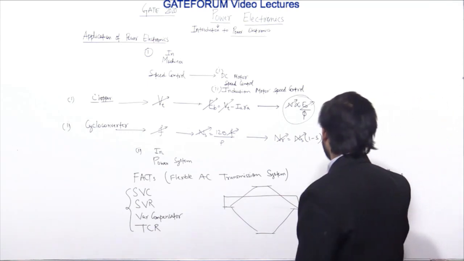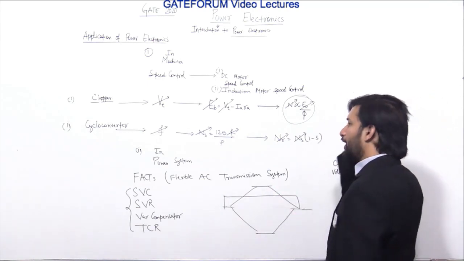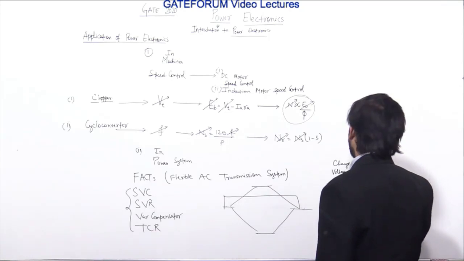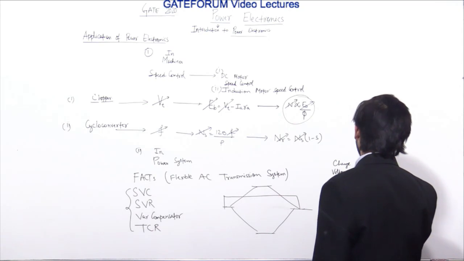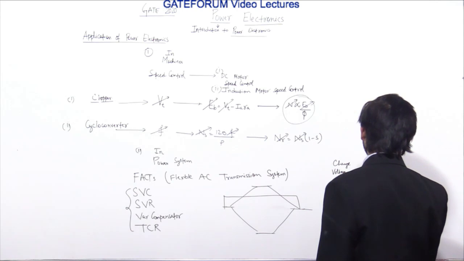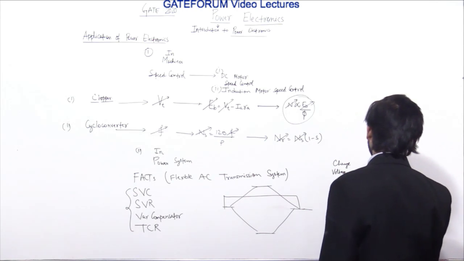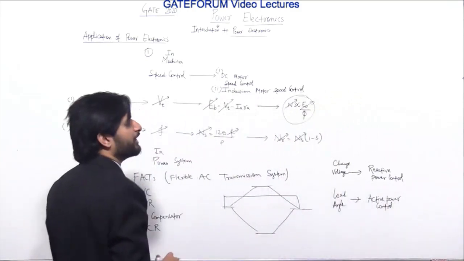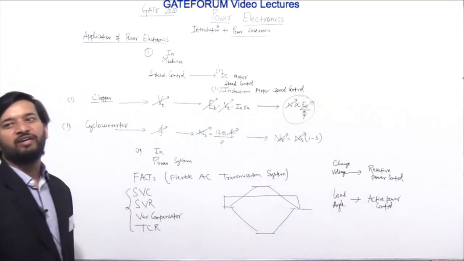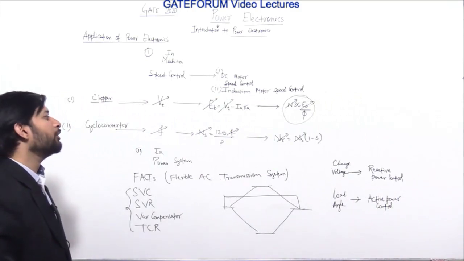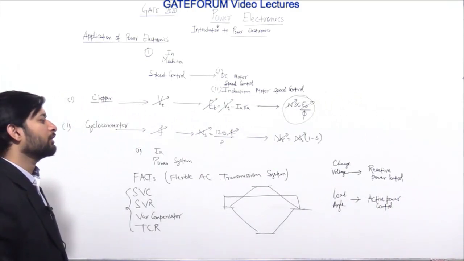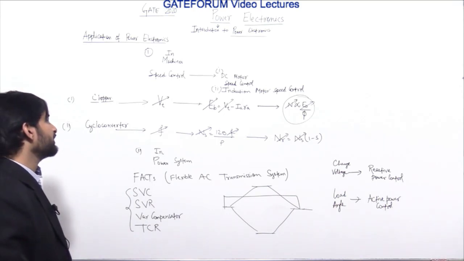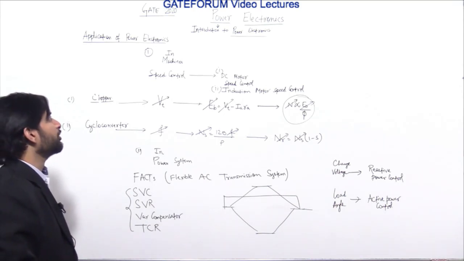And if you want to change the load angle, you need to have active power control. In this way, different buses will be controlled. If you can control the active and reactive power, then only you will be able to control the buses. So this is about the application of power electronics.